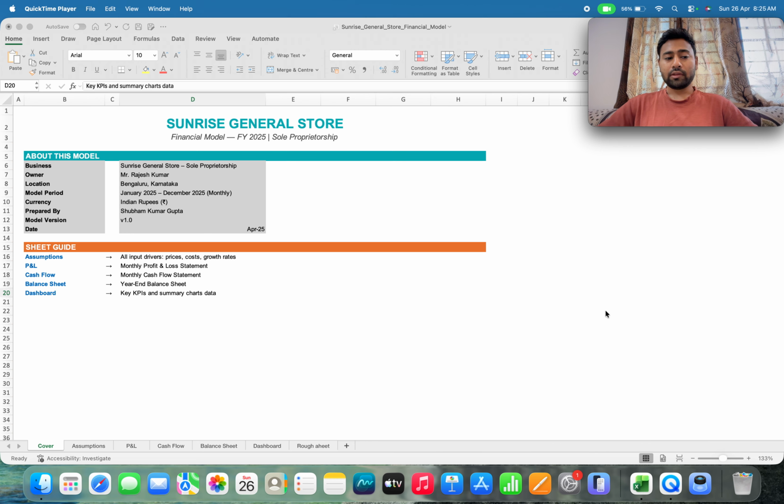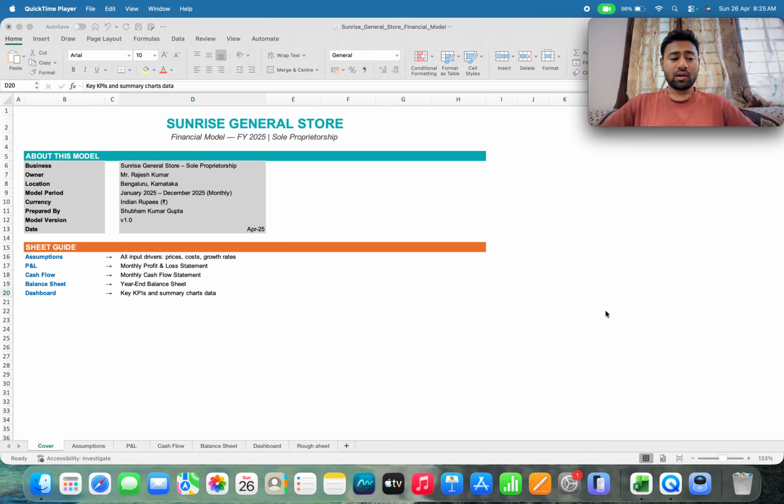Now, a lot of people think that financial modeling is only for big companies or investment bankers, but that is not true. Even a small shop owner, a freelancer, or a small business person needs to understand their numbers, and that is exactly what we are going to do today. The business I have taken for the financial model is a general store called Sunrise General Store, a sole proprietorship business. I have chosen this because it is simple, relatable, and easy to understand. Everyone has visited a general store, so there is no confusion about what the business does.